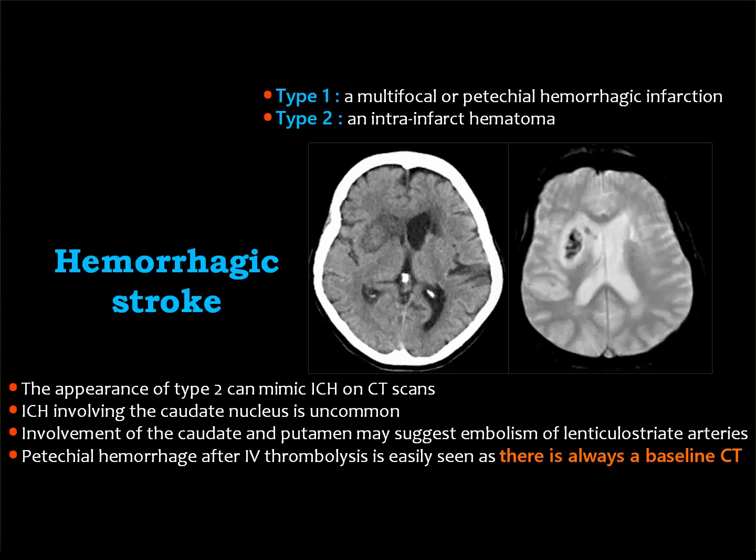Many times you have what's known as a hemorrhagic stroke, an infarction with internal hemorrhage. And the infarction with internal hemorrhage has two types. Type 1 is a big infarcted area with minute petechial hemorrhage inside. Type 2 is an infarction with a big hematoma inside, which may be mistaken for hemorrhage surrounded by edema.